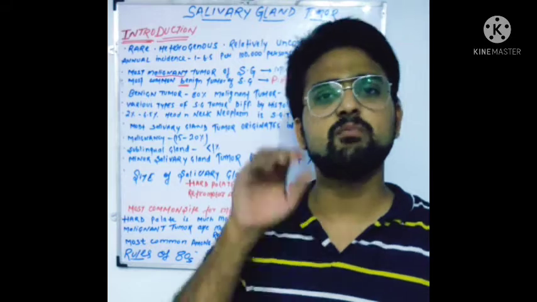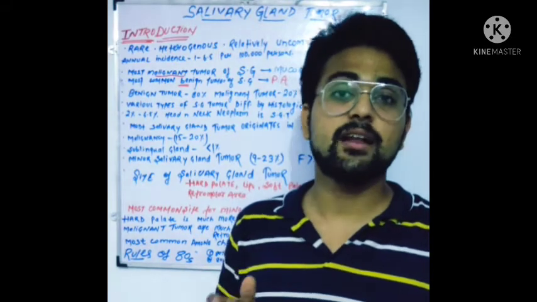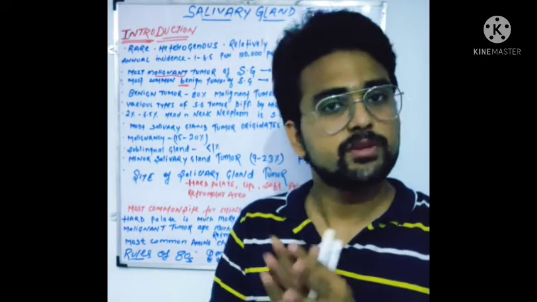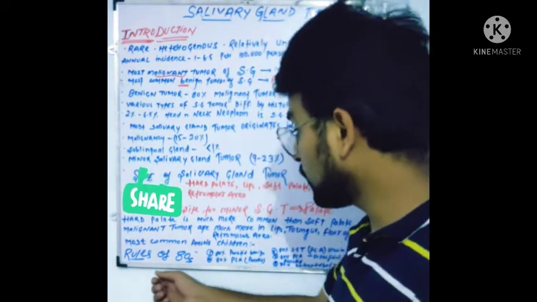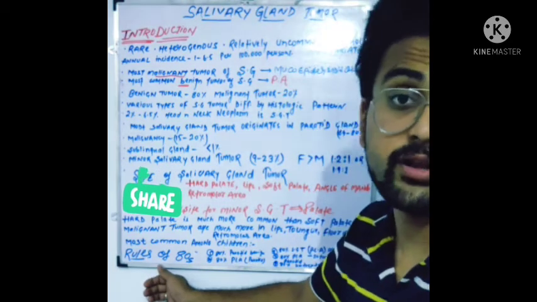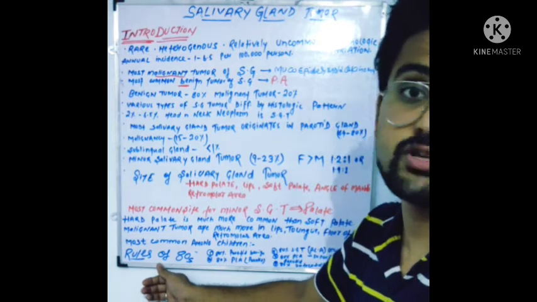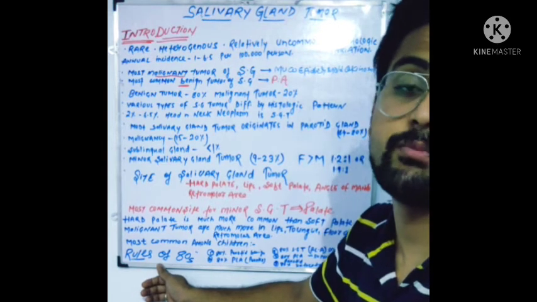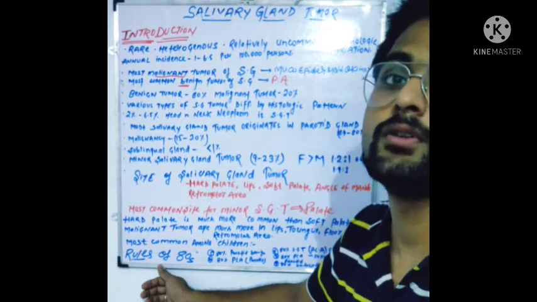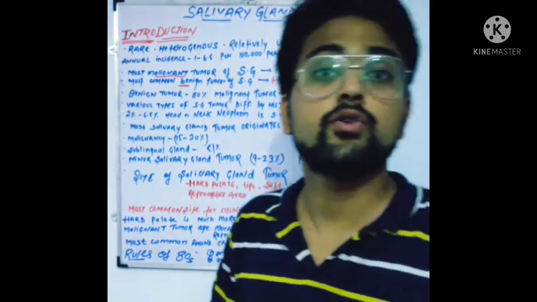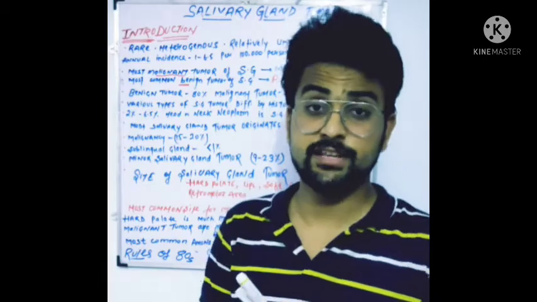Pleomorphic adenoma is the most common, and it is most commonly seen in children. Now, you have to remember the rules of 80s by heart. The rules of 80s are the most important part. So let's discuss the rules of 80s.